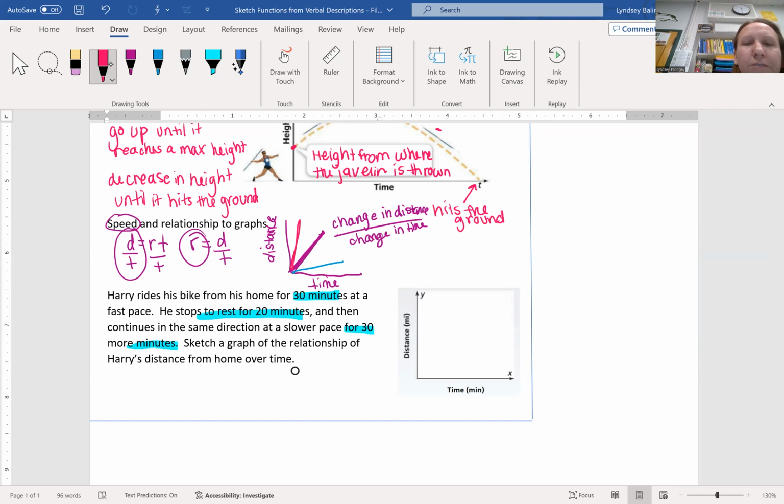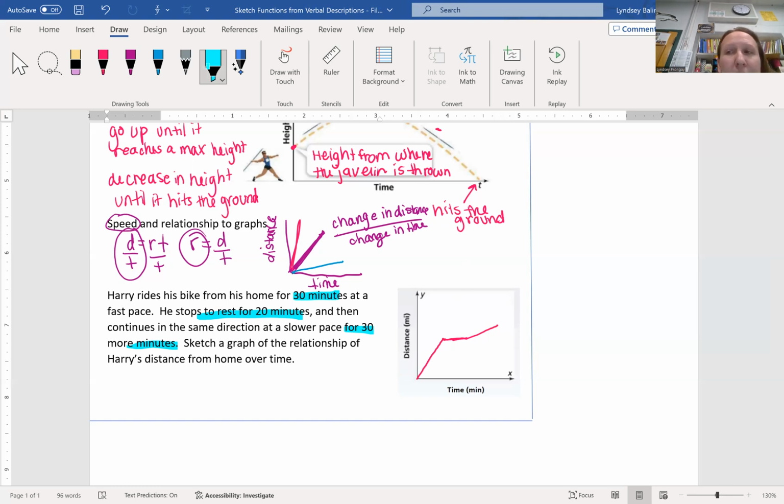So he's riding at a fast pace, it says. So I'm going to say from here to here is pretty fast. And then he stops for 20 minutes. So that means it's constant, it's flat, it's not going anywhere because his distance doesn't change. So I'd say that's pretty good. And then he keeps on going for another 30 minutes, but slower. So when I do this section, I want to make it not as steep as my first section. So I'm going to go a little bit more like that instead. He's still riding, but this is not as fast as that first part there.